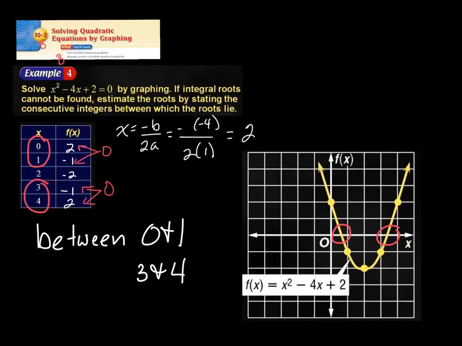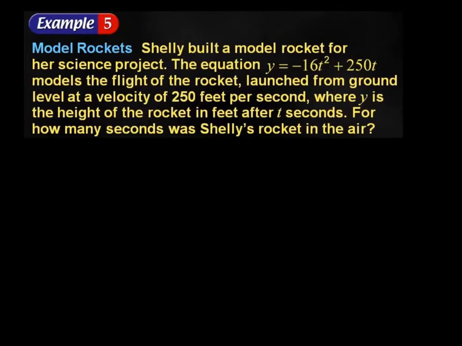Now watch out on the problem set because they're not opposed to having one root come out even and the other be between consecutive integers. Ooh, tricky. Shelley built a model rocket for a science project.